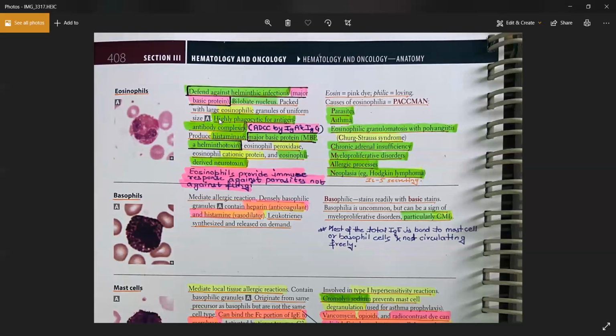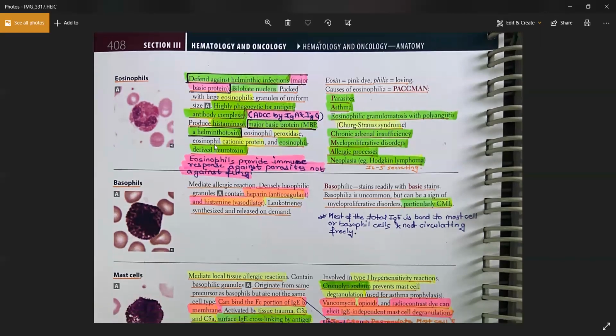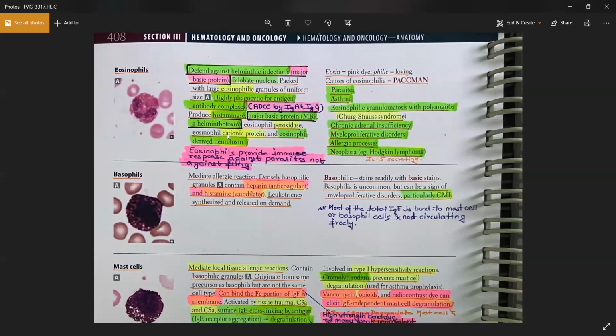They also show antigen-antibody type interaction, the ADCC. In that case, the IgA antibodies and the IgG antibodies will bind to the pathogen first. After binding, they will take the pathogen to the eosinophils, so that the eosinophils can phagocytose that parasite, and they also release the major basic protein. They can release histaminase, and the major basic protein, which is a helminthotoxin. They also have cationic proteins, which are not very important, and the eosinophil-derived neurotoxin.